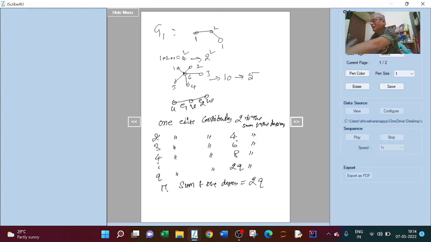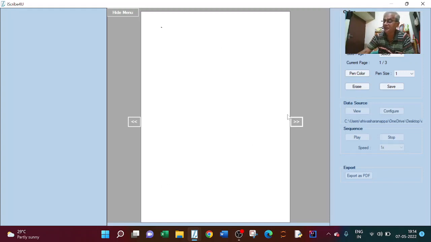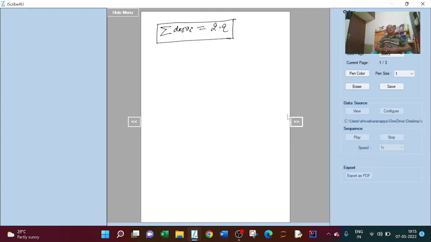So we write this like this, that is, the sum of the degrees of vi is equal to twice the number of edges. So this is the first theorem in graph theory: the sum of the degrees of the vertices is equal to twice the number of edges.